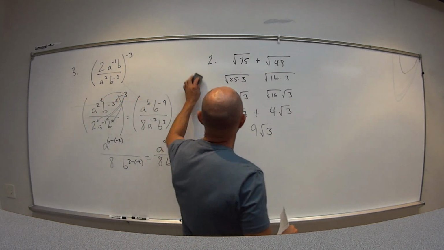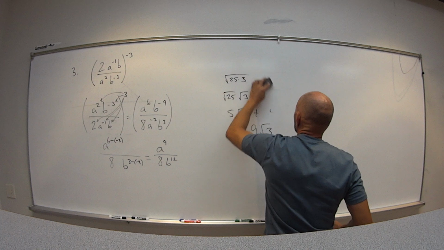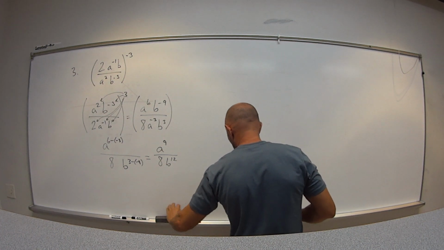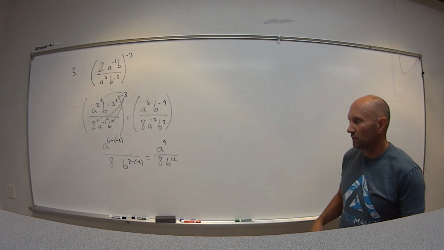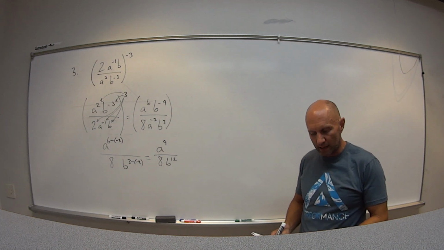So we've gotten rid of any negative exponents and are just left with positive exponents on our variable pieces. And we've simplified the number down to 8.